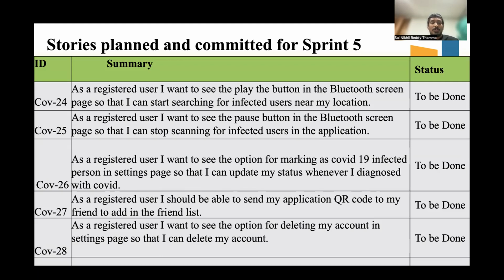As a registered user, I want to see the option for marking myself as a COVID-19 infected person in the settings page so that I can update my status whenever I am diagnosed with COVID. As a registered user, I should be able to send my application QR code to my friend to add to a friend list. As a registered user, I want to see the option for deleting my account in the settings page so that I can delete my account.